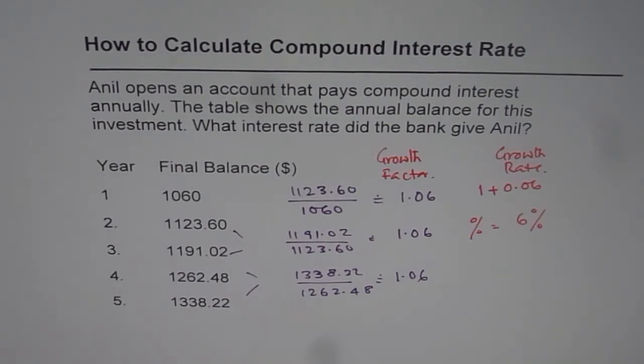I hope now how to calculate compound interest is absolutely clear, whether we are given the initial amount or not. We could always find compound interest even if we are given just some of these values. We don't even need all the values to find the compound interest rate. That is something which we learned from here. And now let's explore more.